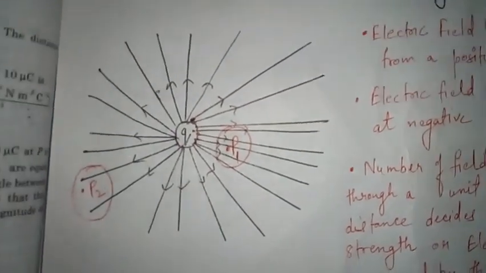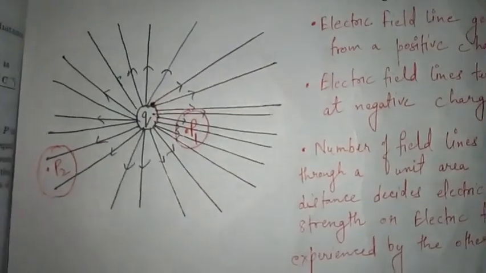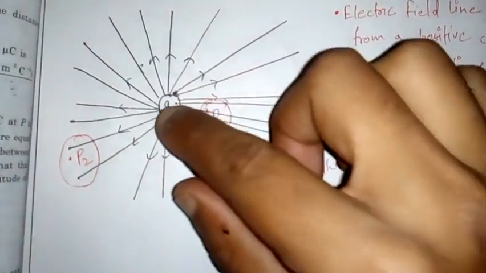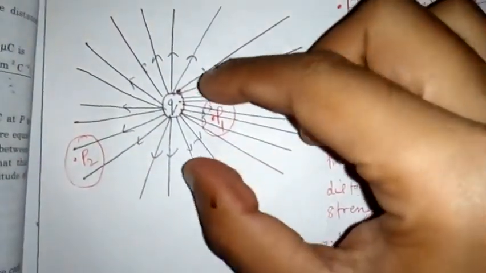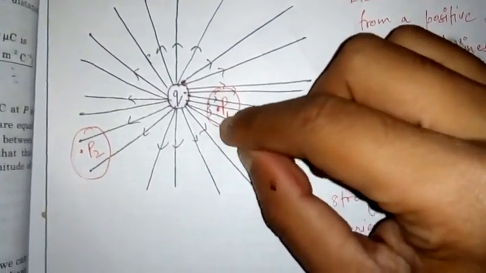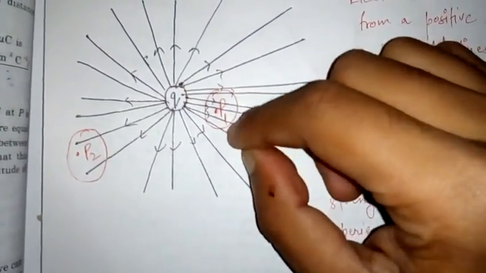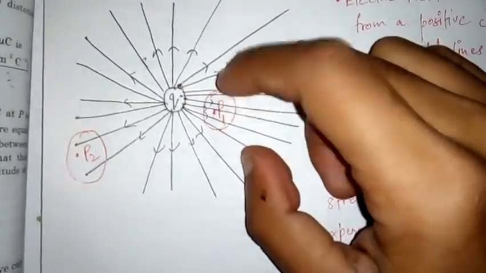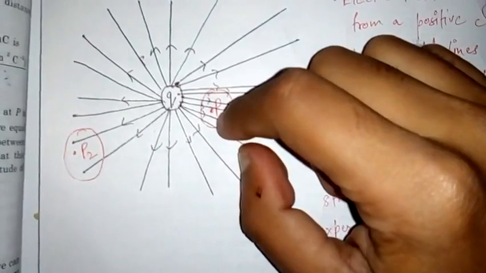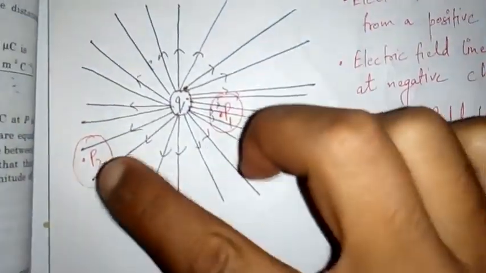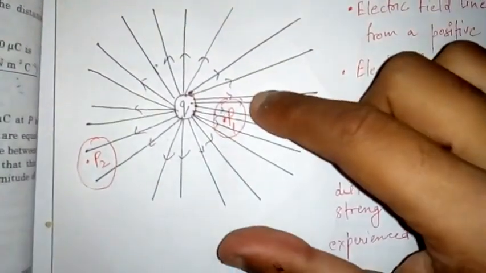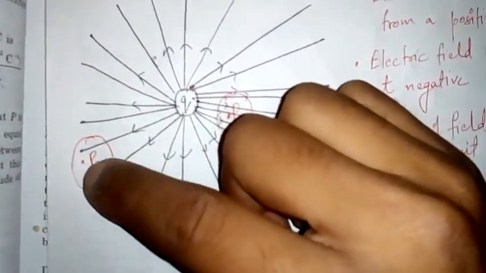Now look at this. The third point says, if I take a unit area anywhere at a distance, and I see the number of field lines passing through that unit area, that number will decide the electric field strength at that distance. Now I have made two different points, point P2 and point P1. For now, let us look at point P2.